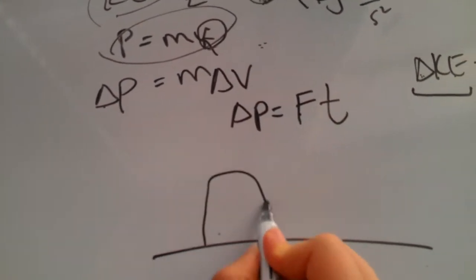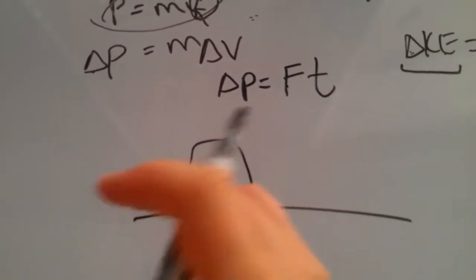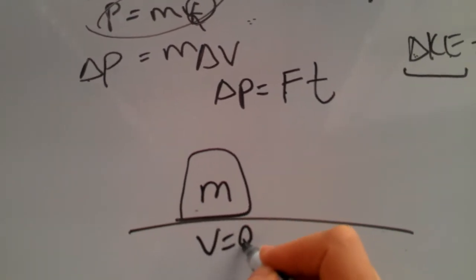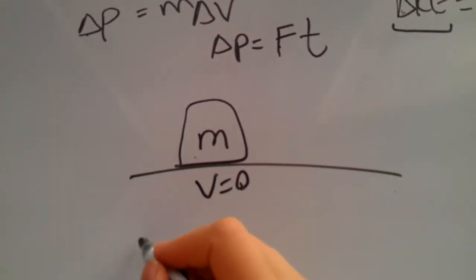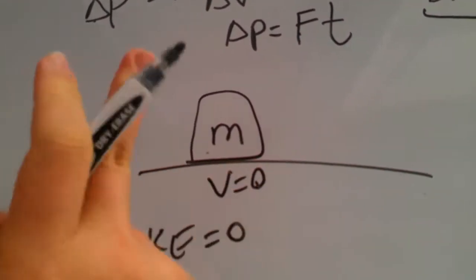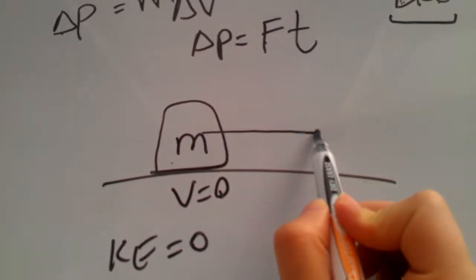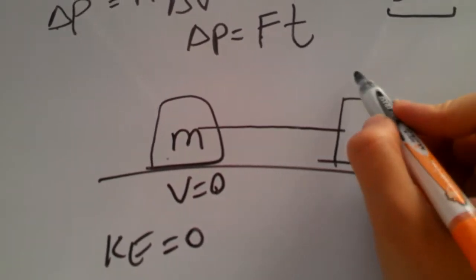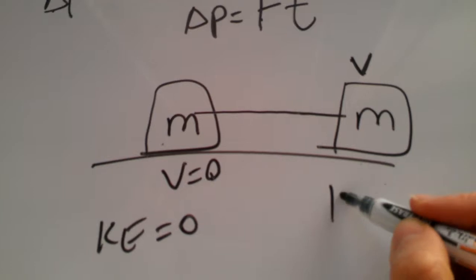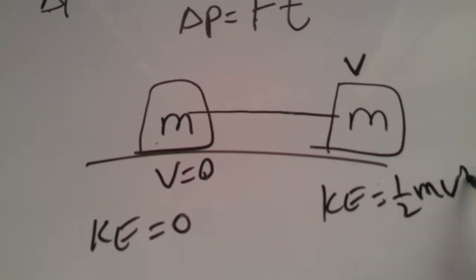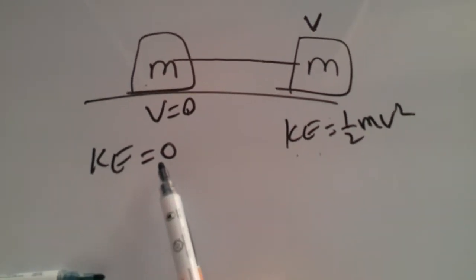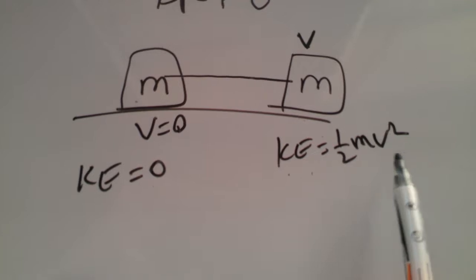So let's see how things are with this picture. Suppose there is a block with mass m, and it's sitting at rest, so it's not moving or anything. Hence, its kinetic energy is 0. Now, if I push the block towards the right, the block starts moving. So now it has both mass and velocity, and hence it has some kinetic energy. See, the kinetic energy changes. Initially it was 0, now it is a half mv squared.